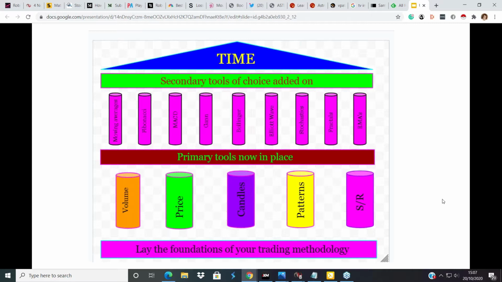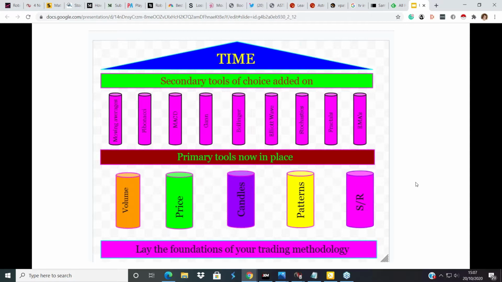It's those 5 elements that make up the complete methodology. And this is what we call your primary tools. And we call them primary tools because volume and price are, if you like, leading indicators. They are in real time. You see everything in real time. Those are your primary tools.